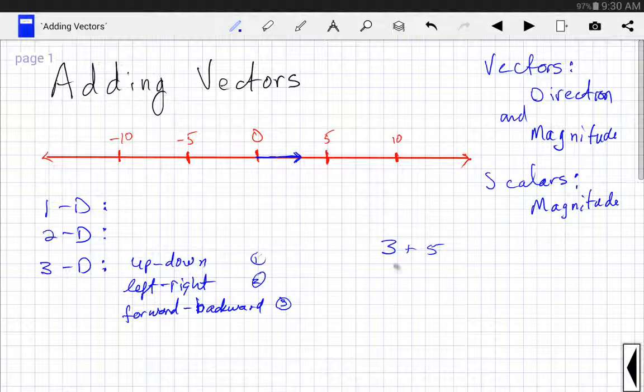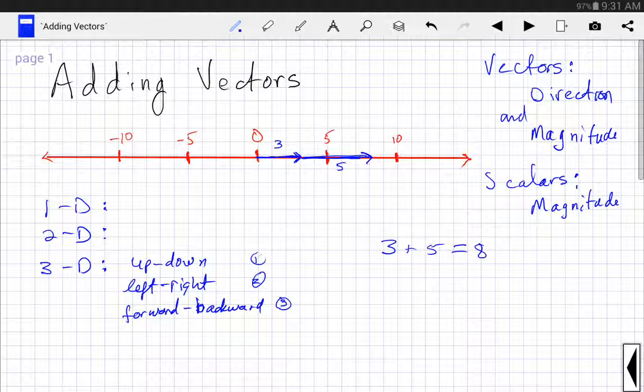And then I have plus 5, so I start at the end of the first one, and since it's positive, I'm going to go to the right again, 5. So I go from here to here. So this was 3, and this was 5. And then to get my answer, I just start at the beginning, at the origin, and go to the end. So I have 1, 2, 3, 4, 5, 6, 7, 8. And I get 3 plus 5 equals 8. Now, that was not very highly sophisticated, but that's how my teachers taught us to add when I was in grade school.